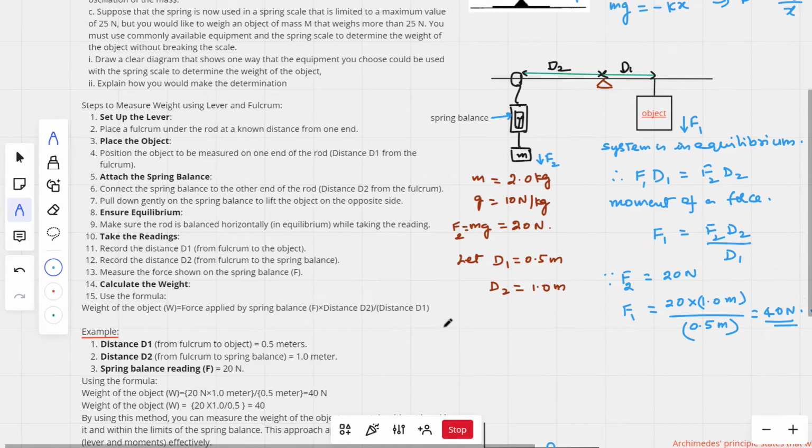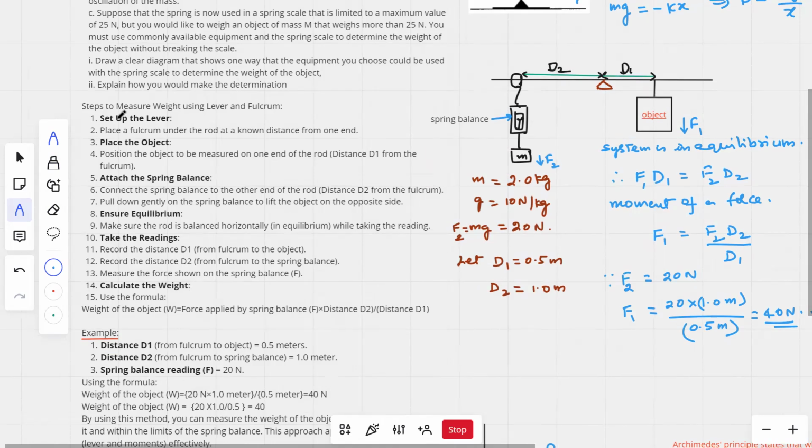So this is the one using the principle of levers, or I can say static equilibrium or the torque, whatever it may be. That one you can do. This is within your syllabus. Okay, that one. And then the next one.